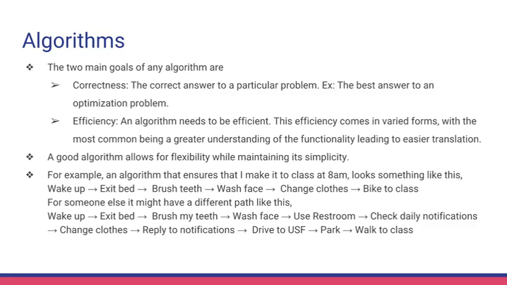The two main goals of any algorithm are correctness and efficiency. Correctness: the correct answer to a particular problem. Example: the best answer to an optimization problem. Efficiency: an algorithm needs to be efficient. This efficiency comes in varied forms, with the most common being a greater understanding of the functionality leading to easier translation. A good algorithm allows for flexibility while maintaining its simplicity.